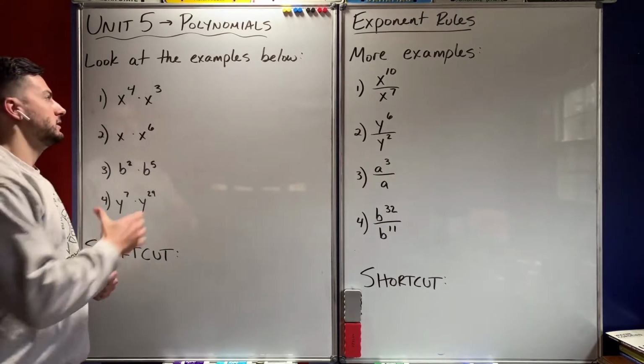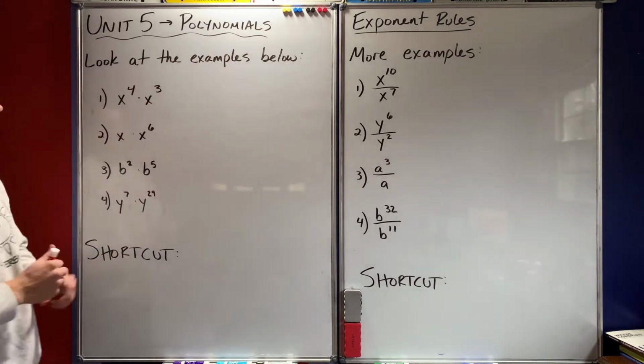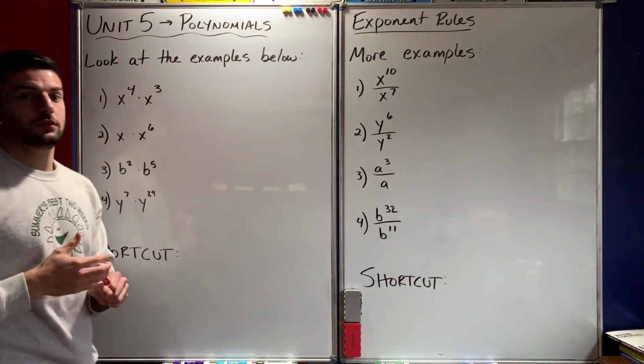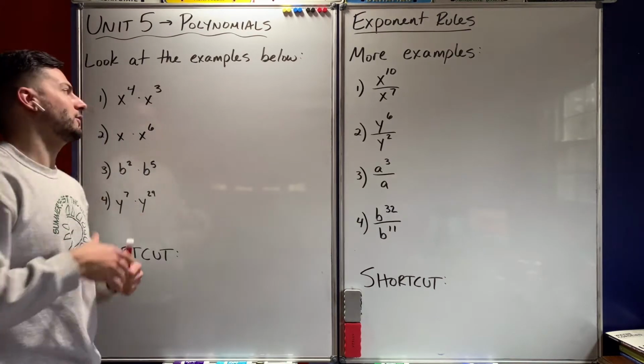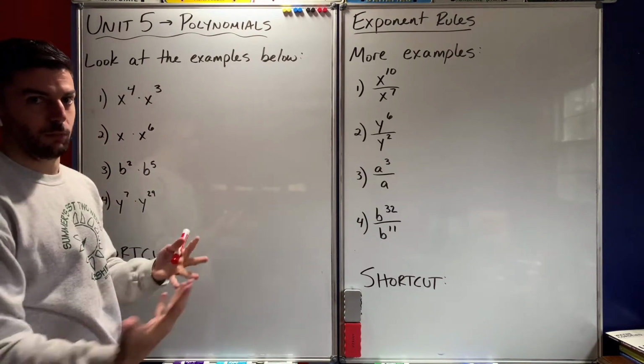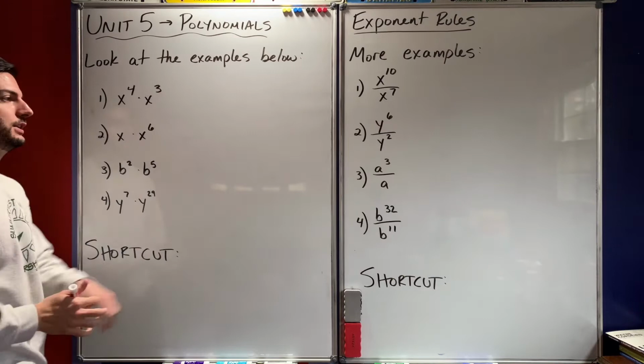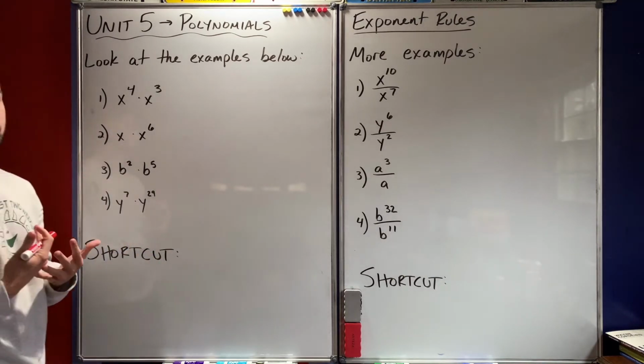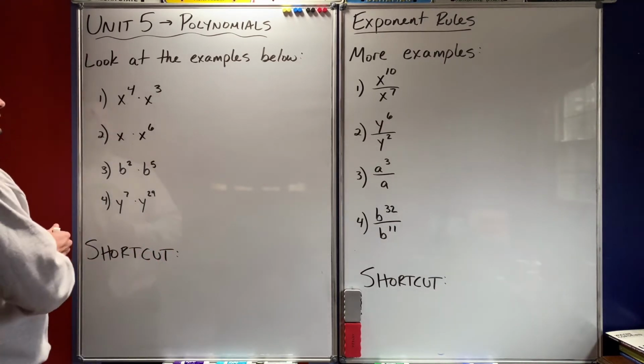Now getting into these examples. It just says look at the examples below, and it doesn't say it up here, but we're going to simplify these. It's kind of saying multiply these together, and this one's saying divide and simplify. So let's talk about how we would do that.